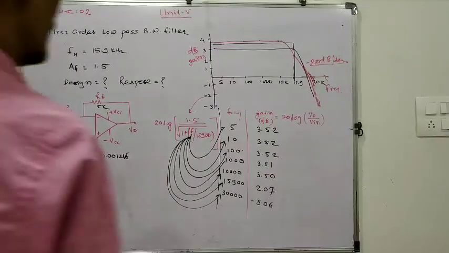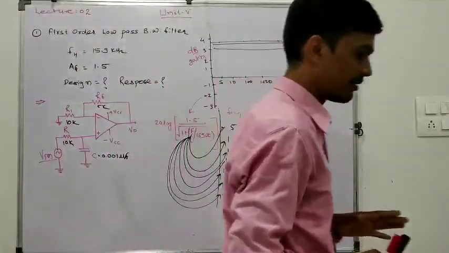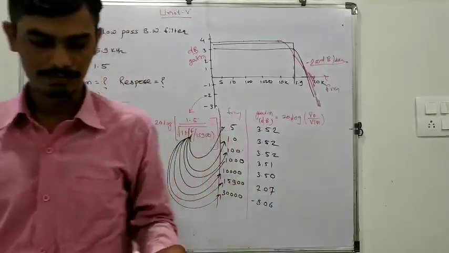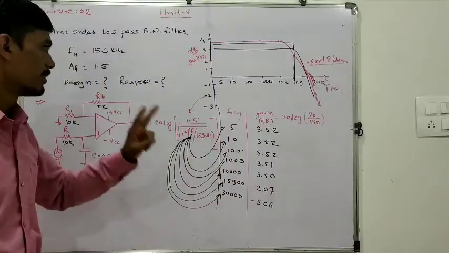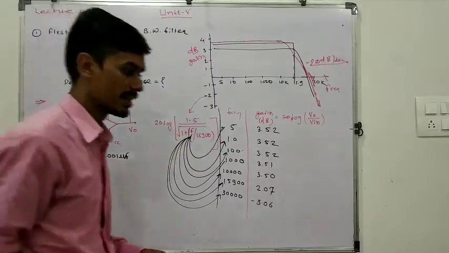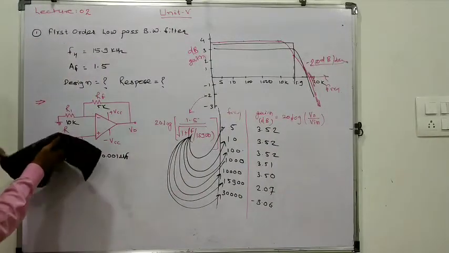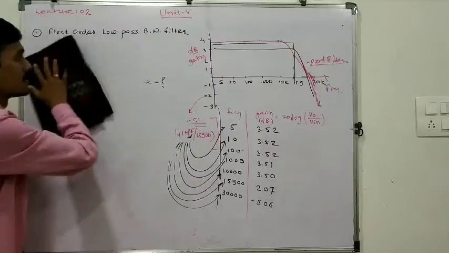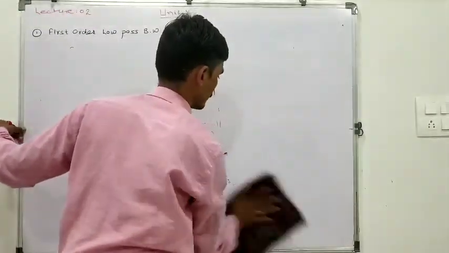So I think from this first order low pass filter, we have to remember two formulas for design, and for frequency response we have to remember the second formula. Next, let us take the second problem. It is related to the second order low pass Butterworth filter.